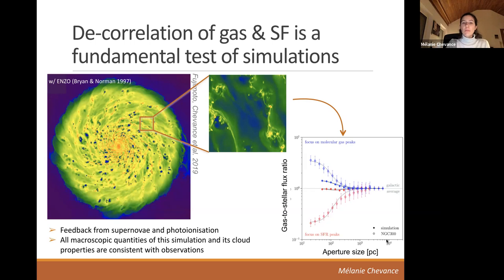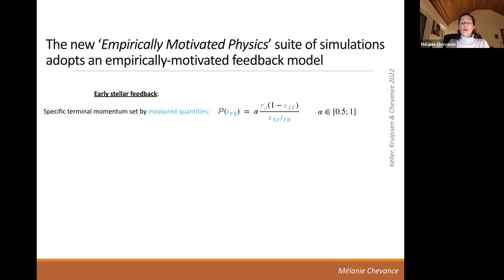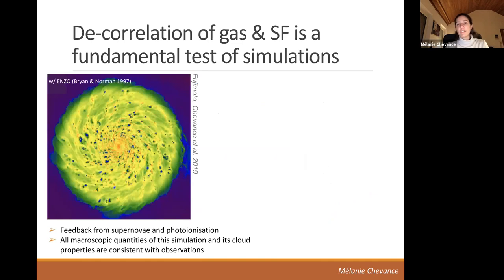So basically what this shows is that this simulation, yes, is reproducing macroscopic quantities of observations, but it's doing so for the wrong reason, because the baryon cycle within the galaxy is not what we observe in observations. So a way of solving this, there are several ways. You can tune the feedback models, the feedback prescriptions, until you get something that reproduces the observations. In this work, we have done that, and you can make it work. But this is not very satisfactory, right?